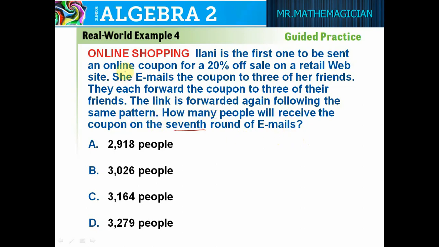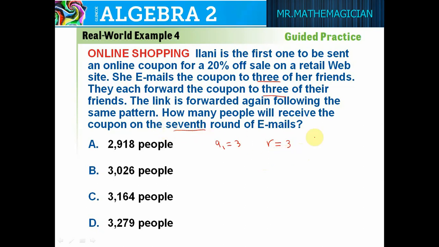So she emails the coupon to 3 of her friends. So A1 equals 3. They each forward the coupon to 3 of their friends. So R equals 3, because each one will forward the coupon to 3. So the 3 becomes 9 and the 9 becomes 27. So we multiply by R, which is 3.